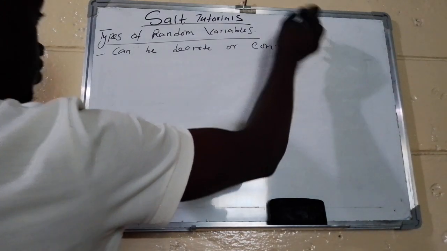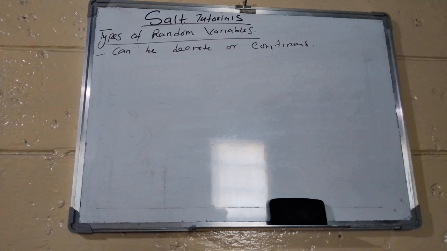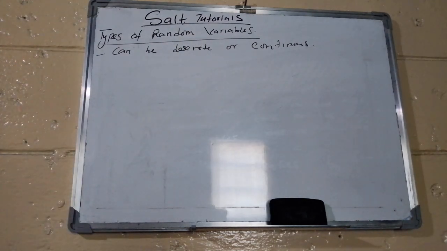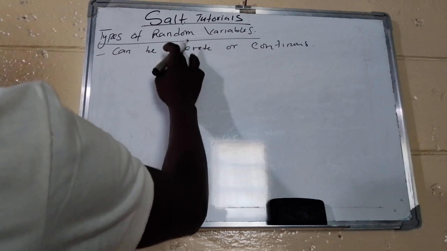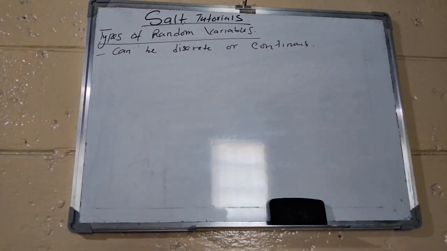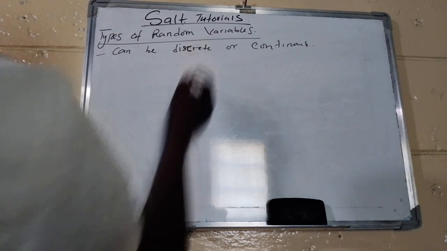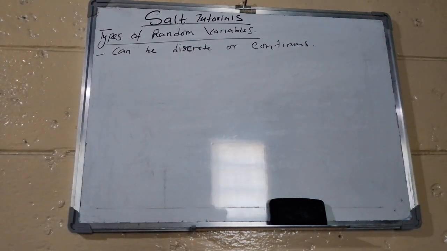So basically, when it comes to types of random variables, a random variable can be discrete, or it can be continuous.